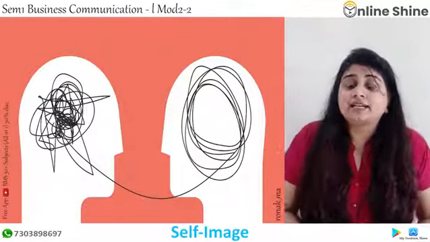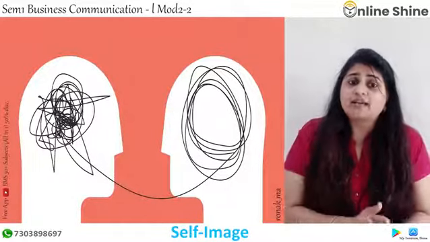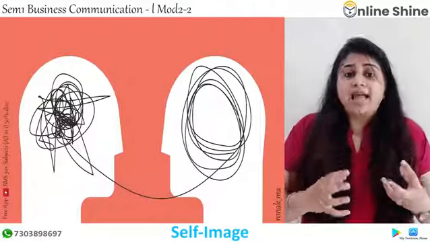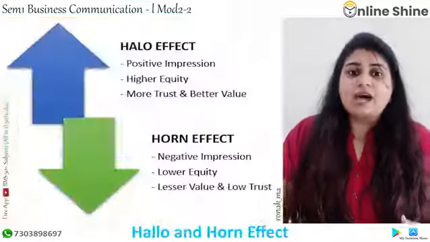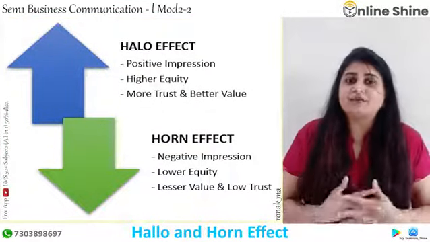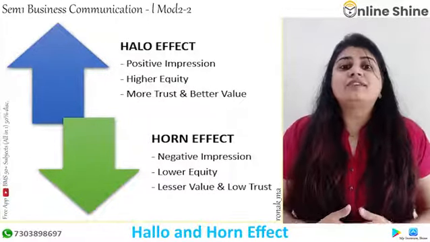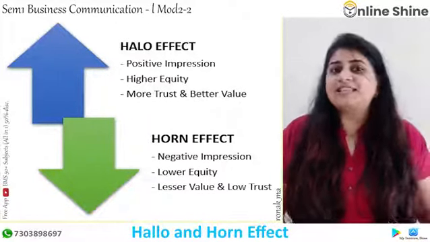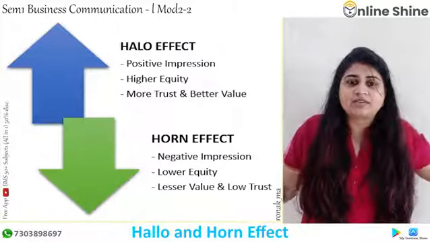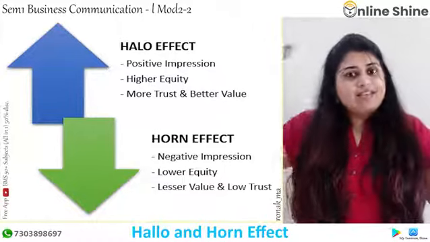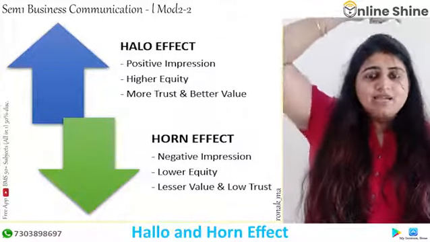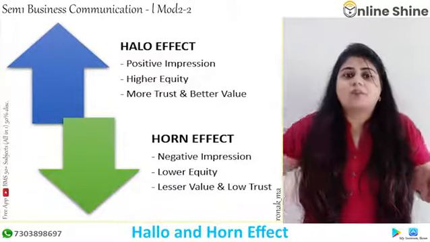Then we move to the third kind of psychological barrier, which is the halo and horn effect. In most fairy tales and mythology, we would have seen that when we talk of fairies and angels, they have feathery, cute little wings, and they have a circle of light on their heads. They're very pure and pristine.